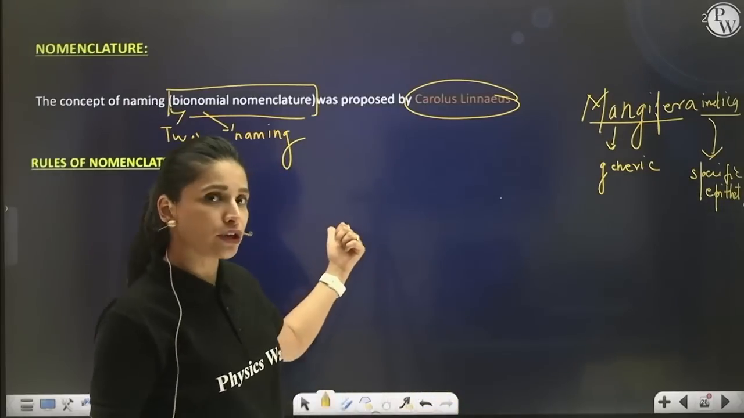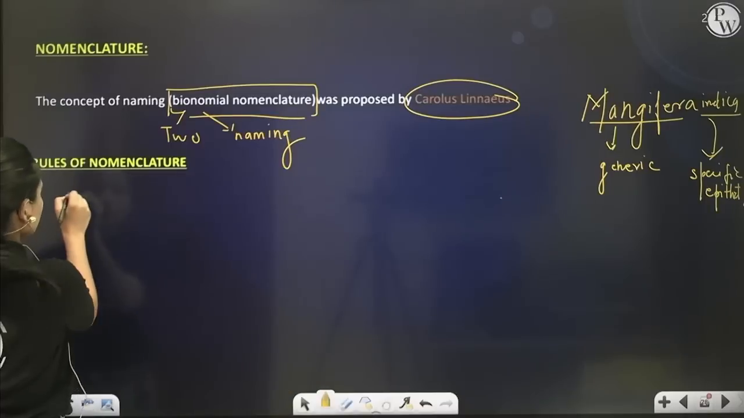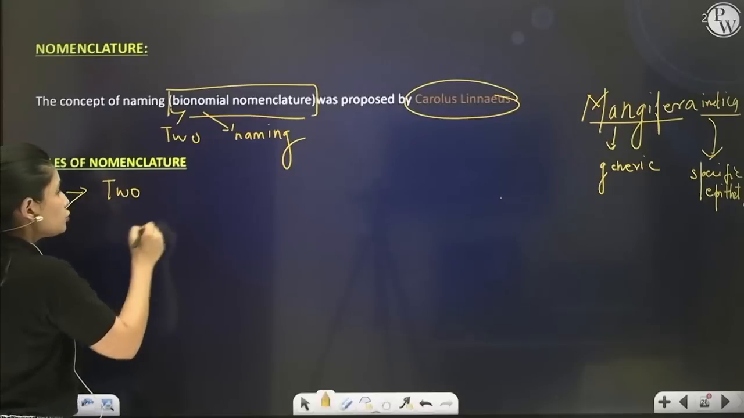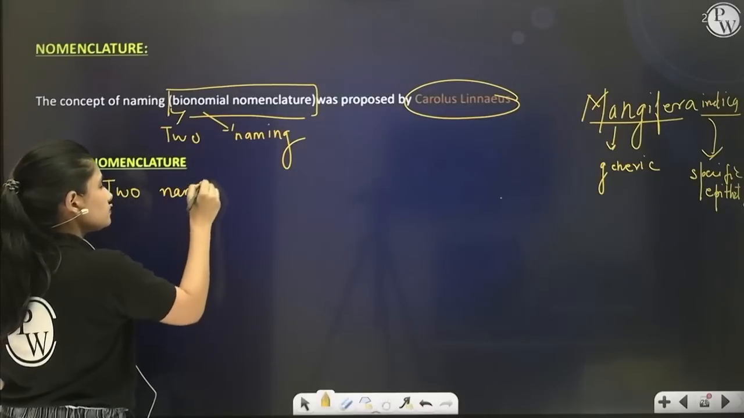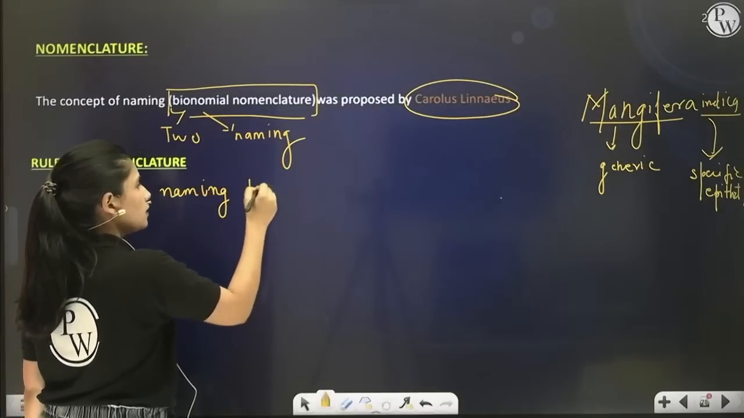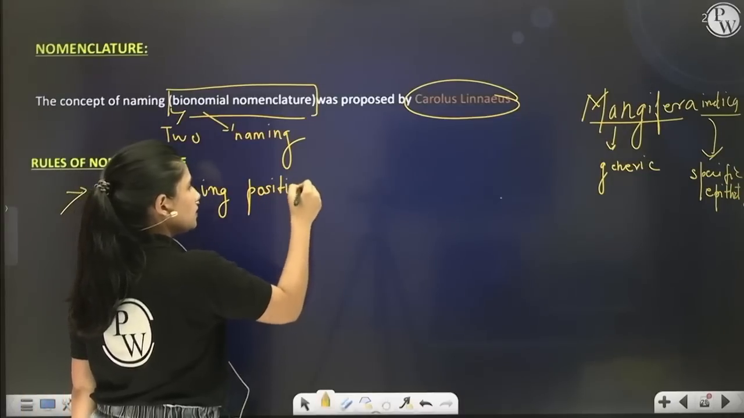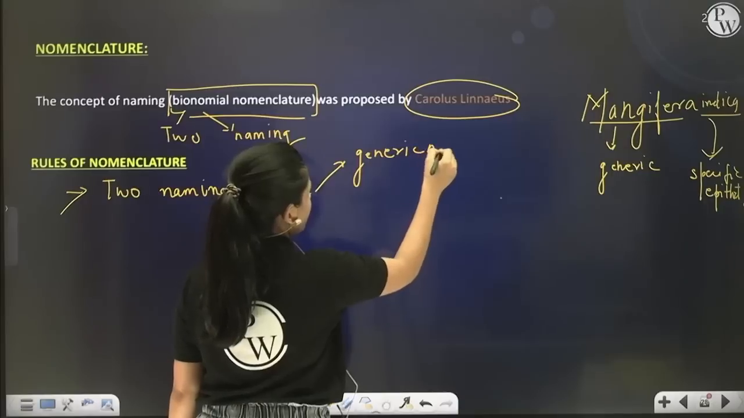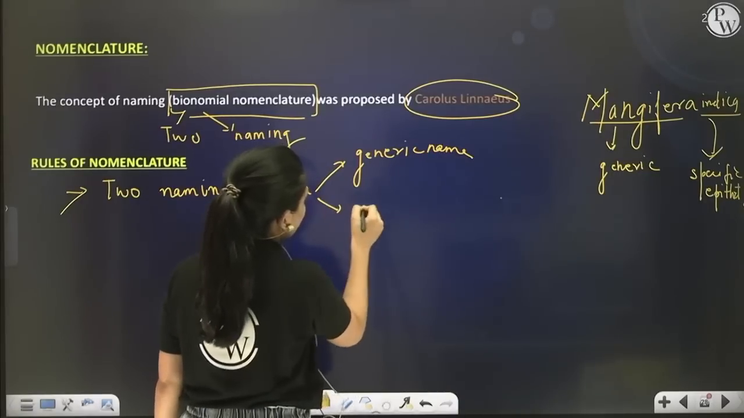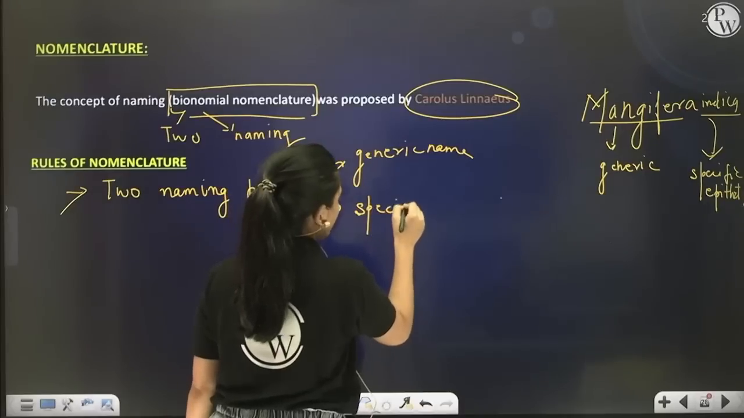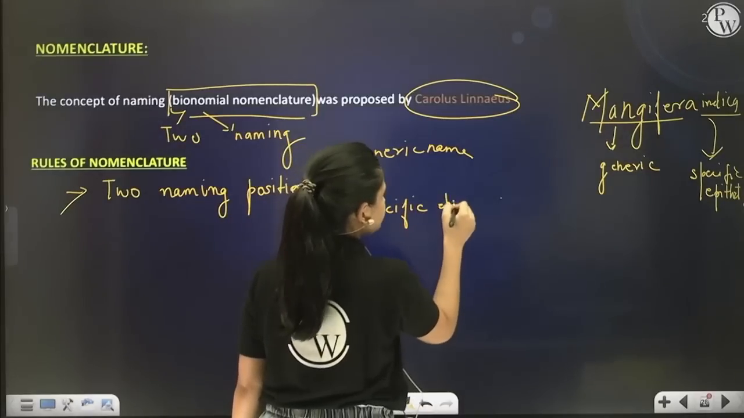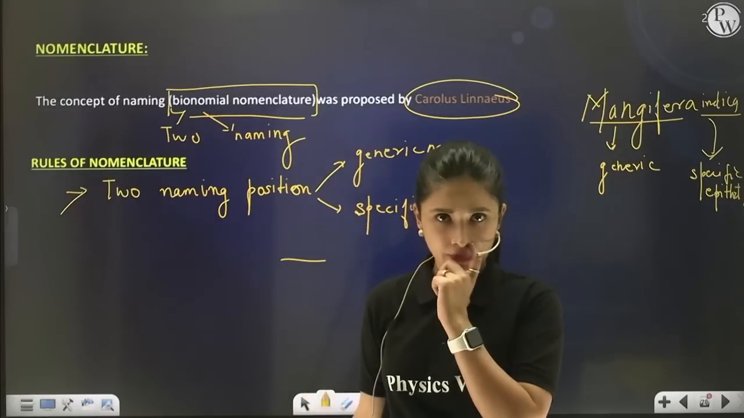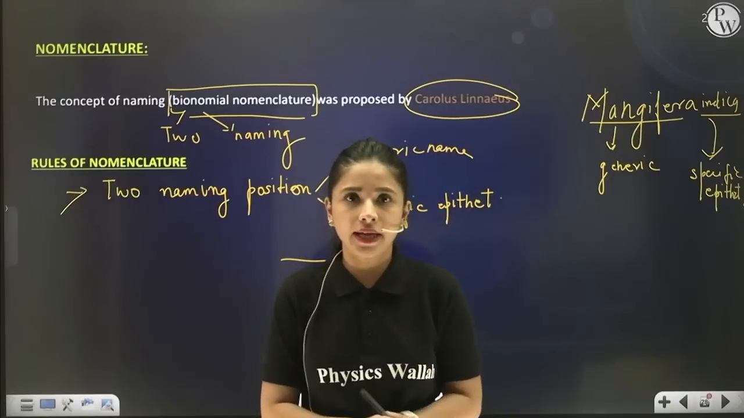Can we write this first rule? So the first rule says that the scientific name should have two naming positions. That is, first should be the generic name followed by specific epithet. Now we know how you have to write the name.